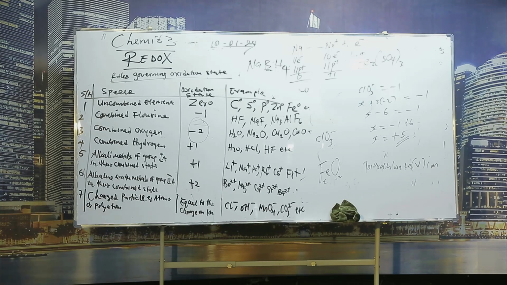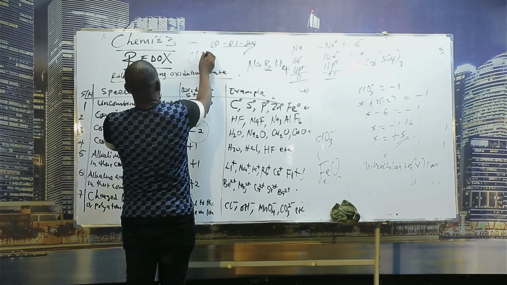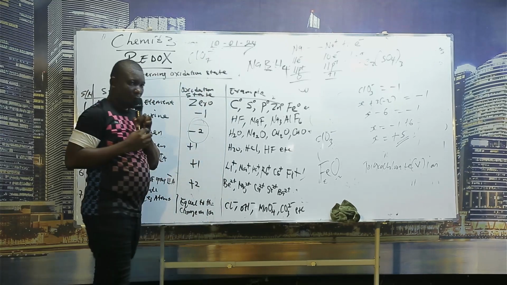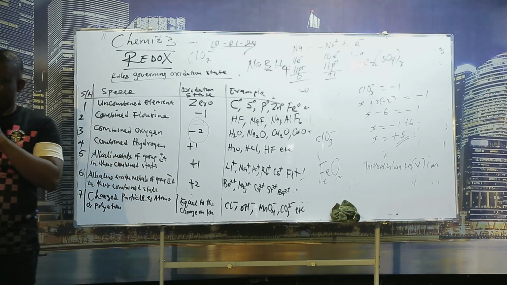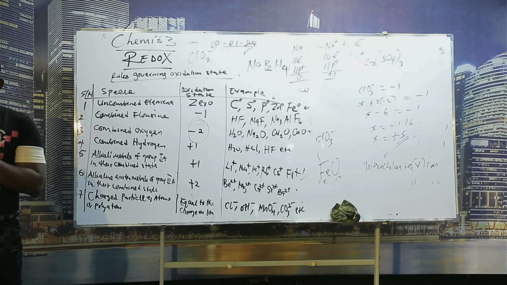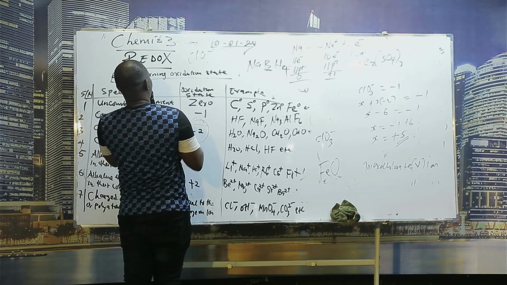So how will JAMB ask us such a question? They say, what is the IUPAC name of ClO4 minus? I've twisted the question now. What is the oxidation state of ClO4 minus? The answer is what? Sorry, I didn't mean to say ClO7. What is the oxidation state of ClO4 minus? Not 7.